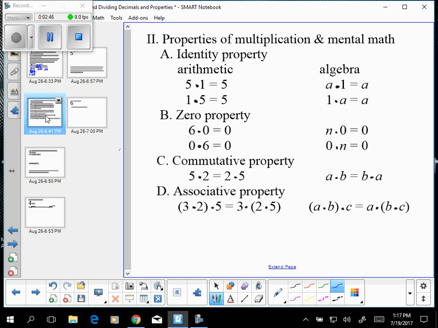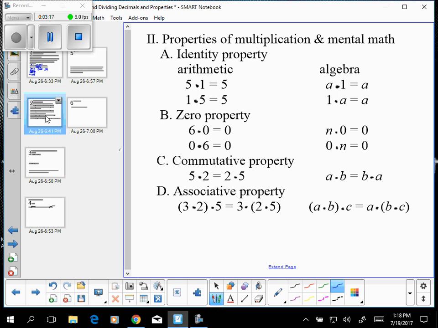There are also some properties of multiplication, and their applications, of course, with mental math. Just like addition, there's an identity property. This time, the identity element, as they call it, is 1. Some people call it the multiplicative identity. That's quite a mouthful. We also have a 0 property, and that's very important, is that anytime you multiply any number by 0, you are going to get 0.